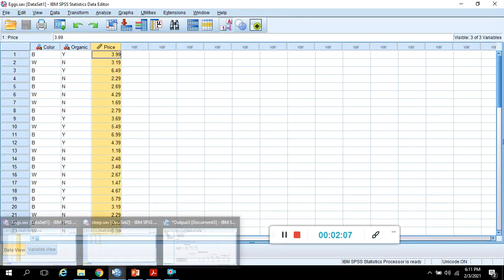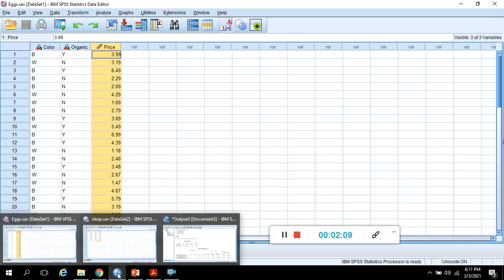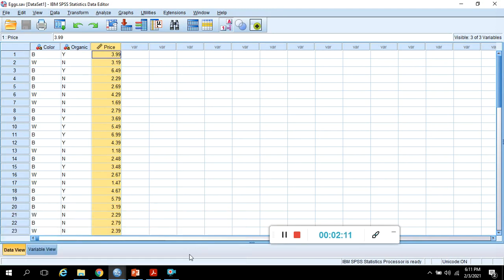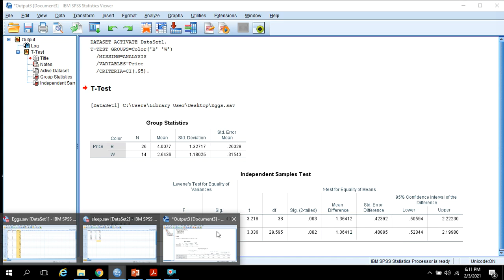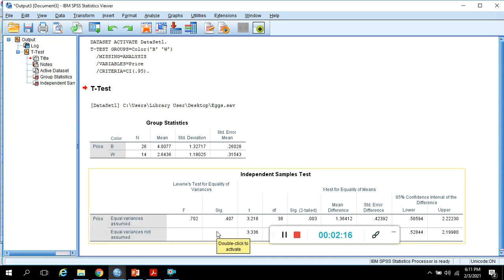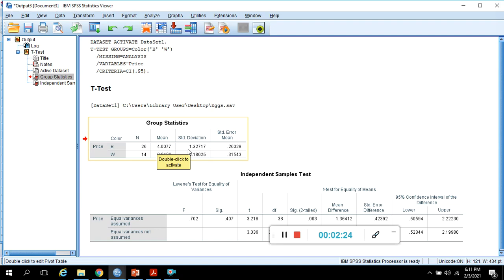My output appears in my output window, which is somewhere over here. Okay, so this is the test, and it gives me as output the group statistics, which is nice to have. For the brown eggs, the mean price was $4 with a standard deviation of $1.32. For the white eggs, the mean price was $2.64 with a standard deviation of $1.18. I really have no idea why brown eggs cost more, but that's just interesting. But are they significantly different?